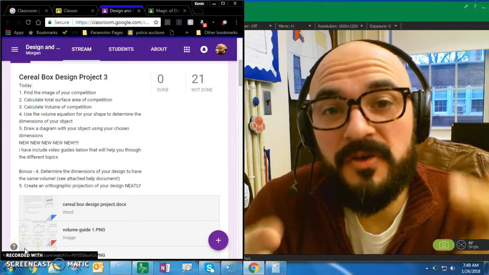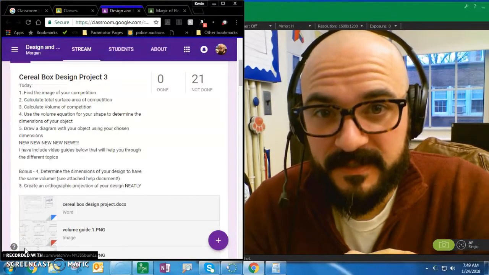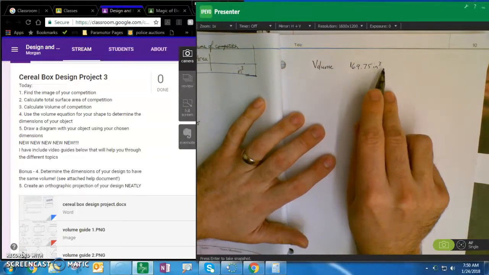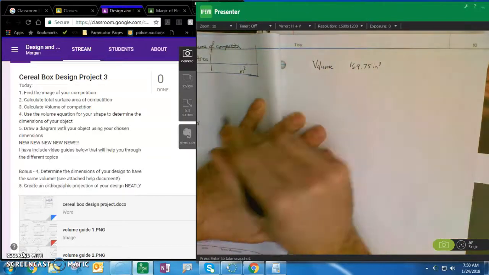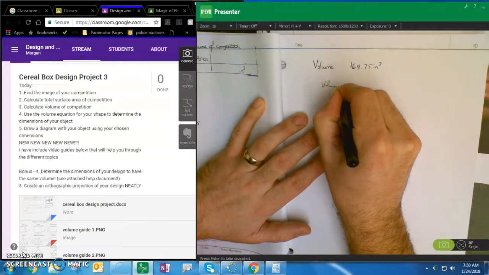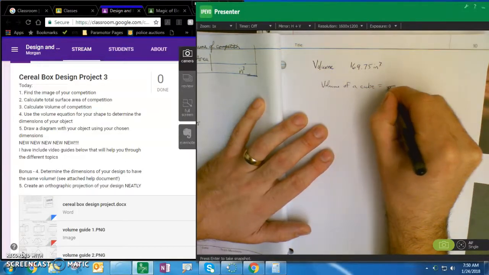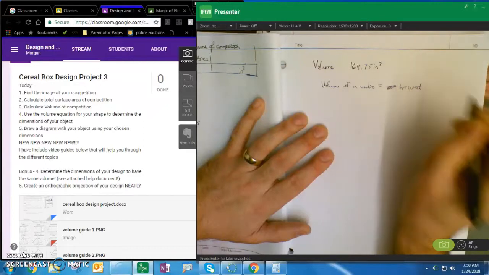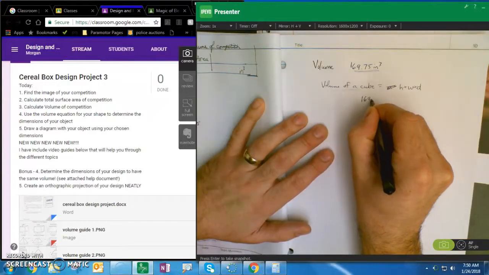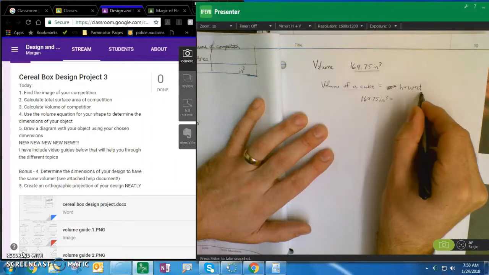Now we're going to use the volume of our competitors to determine the sizes of our cereal box. But let's start with a practice. So we know our volume is 169.75 inches cubed. So if we wanted to make a perfect cube, we're going to start with that. We know that the volume of a cube equals, let's do height times width times depth. So I can replace this value for this. 169.75 inches cubed equals height times width times depth.